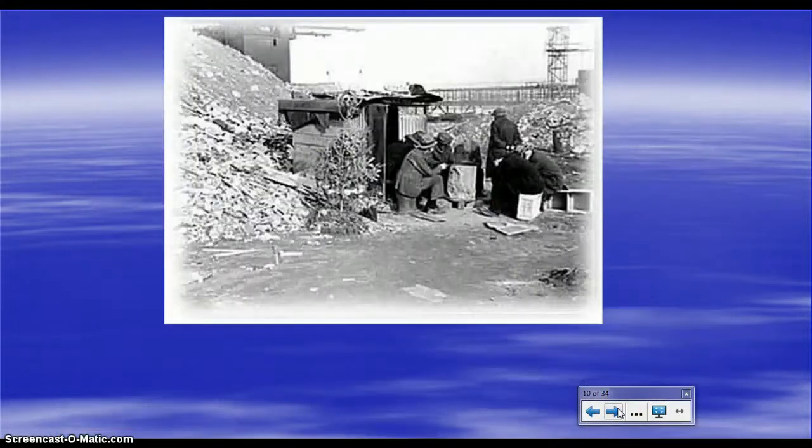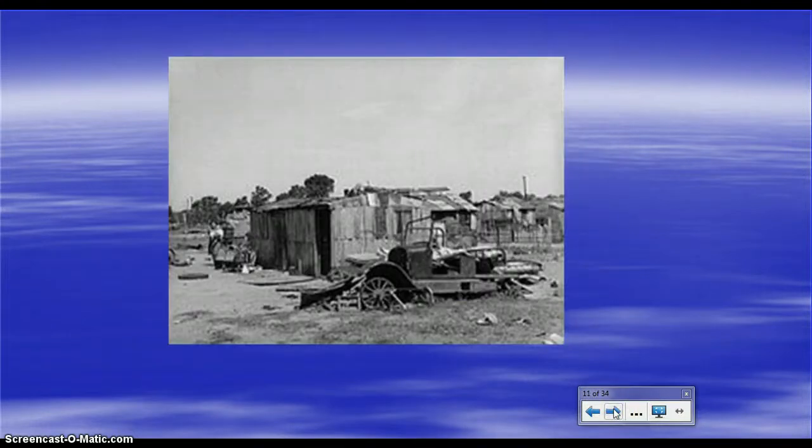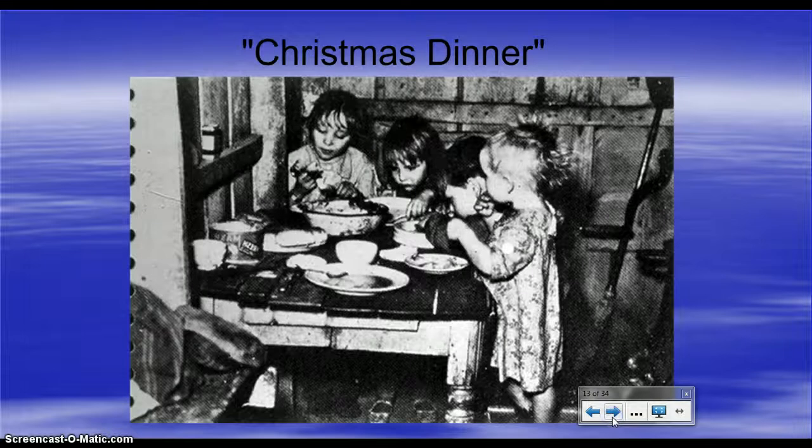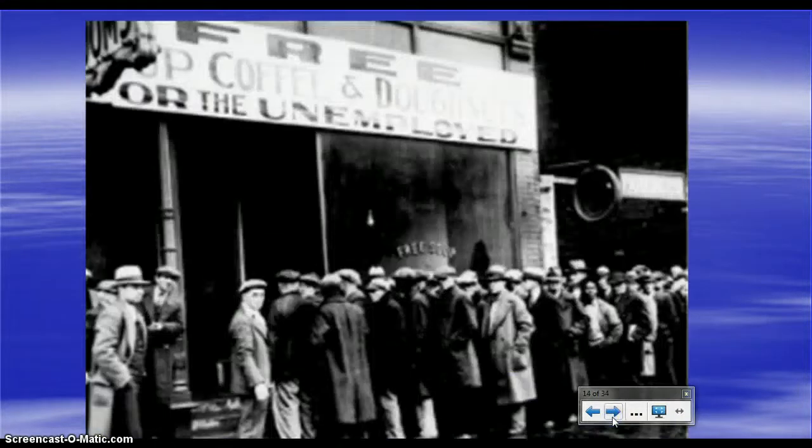So these are just some of the images you'd see. And there was kind of a sense of community in some sense that people did try to pull together and make do with the best that they had, because it was really bad. So these are just some of the situations. It's hard to believe this is the United States of America we're looking at. This looks like something out of more of a third world country, but this is what it was like. So it was really, really bad. But people did the best they could with what they had, and that's what you're seeing here.